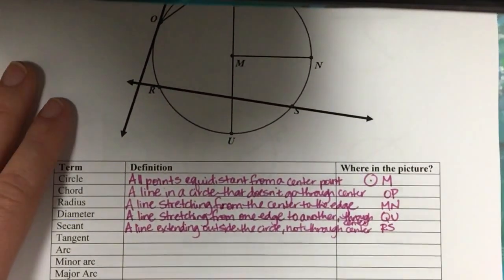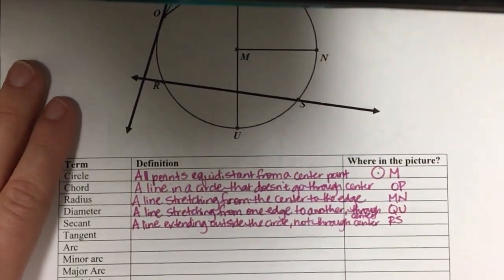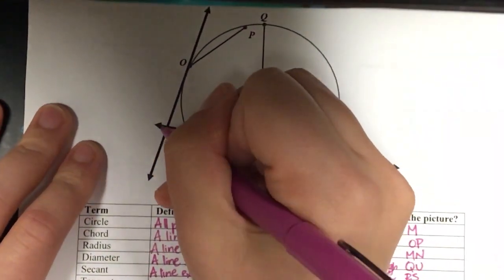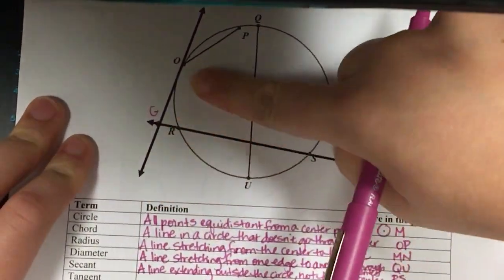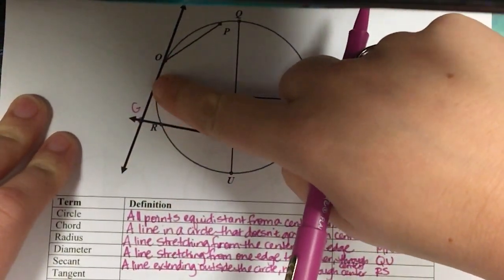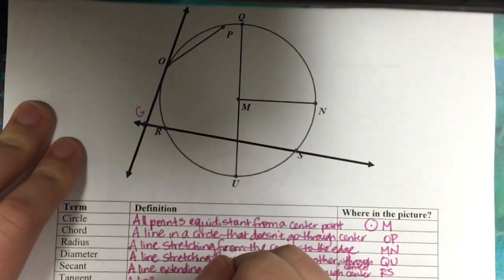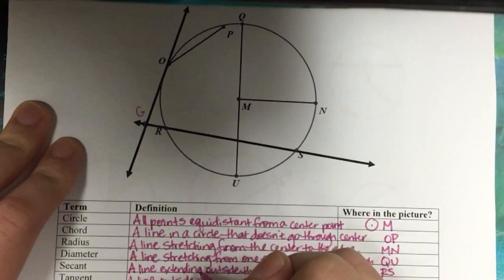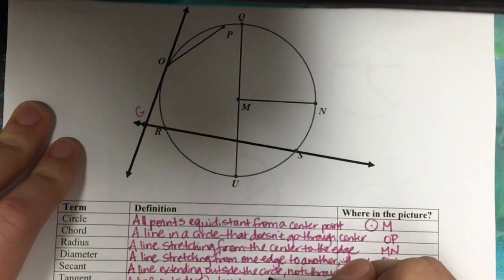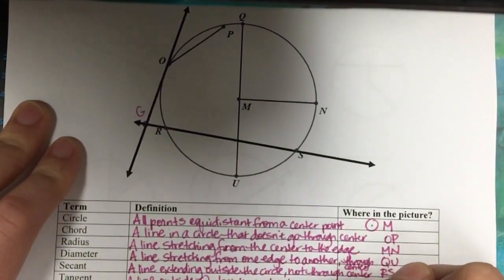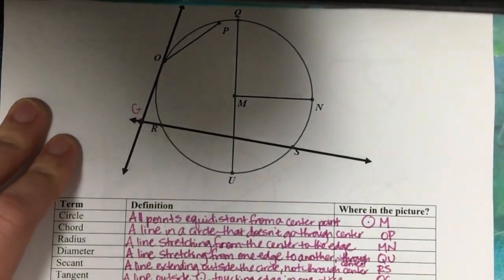So that's RS. The tangent line is a line that touches the circle on the edge only in one place. So in this case, and I should have given you a letter right here, we'll just call it G so that way it can be OG. But anyway, that would be this line right here. So tangent line OG only touches your circle right here in one place. Okay, so it's a line outside the circle, touching the edge in one place. So like I said, that's going to be OG.